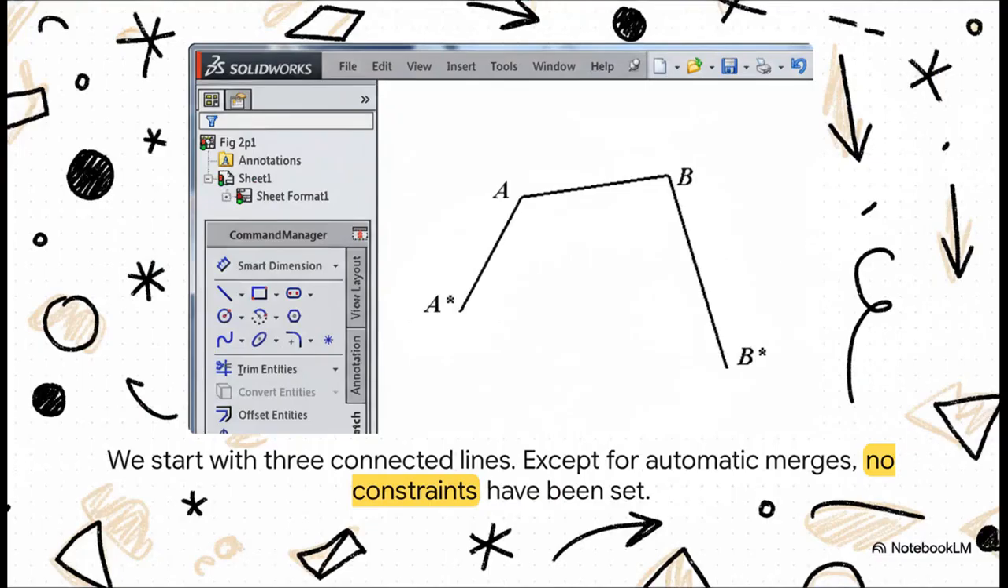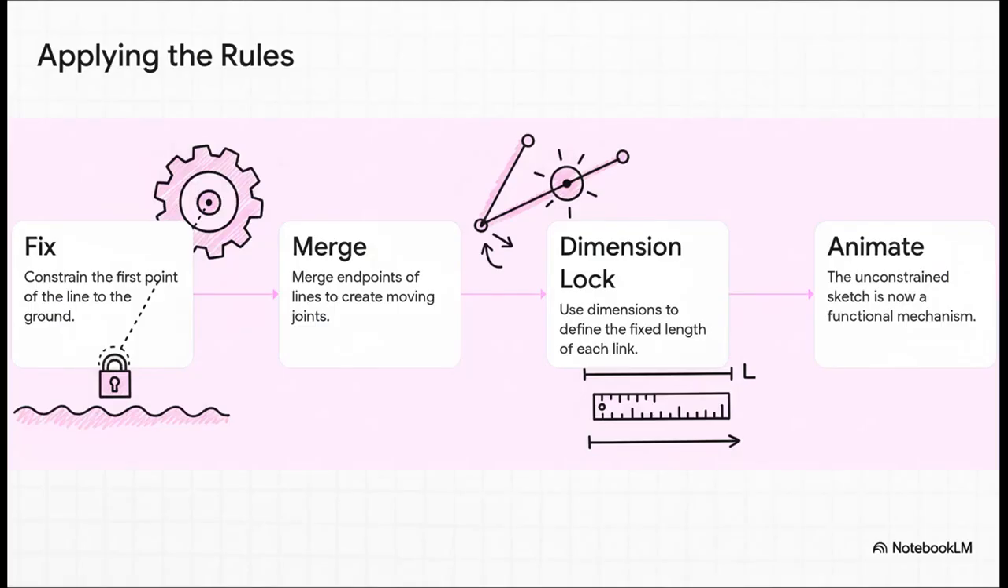So we start here, and right now, this is, well, it's just a dumb sketch. It's a few lines connected together. You can drag any point, any line, anywhere you want. There are no rules, no relationships. It is definitely not a mechanism. Yet. Okay, now we bring it to life. We start applying our rules. First, we use a fixed constraint to nail down a ground pivot. Then, we merge the endpoints of our lines to create the moving joints. And finally, we use dimension lock to tell the sketch exactly how long each link needs to be.